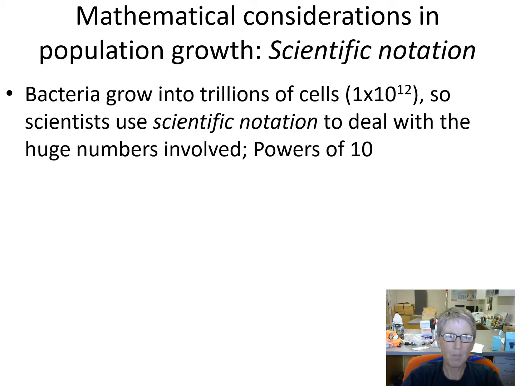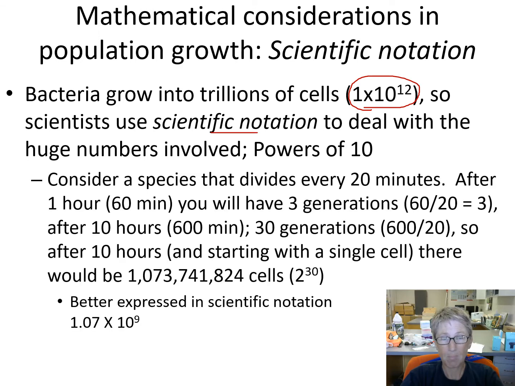Scientific notation, you've probably heard of that before. For example, 1 times 10 to the 12th is a trillion. And bacteria grow into trillions of cells, so scientists have to use scientific notation. Consider a species that divides every 20 minutes, so it has a generational time of 20 minutes. After 1 hour, which is 60 minutes, it divides every 20 minutes, that's 2, 4, 6. You'll have 3 generations. After 10 hours, that's 600 minutes, you'll have 30 generations.